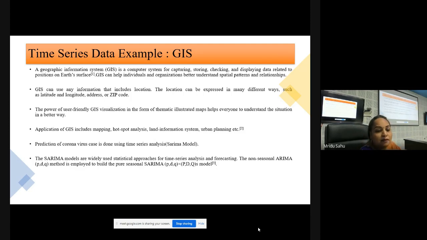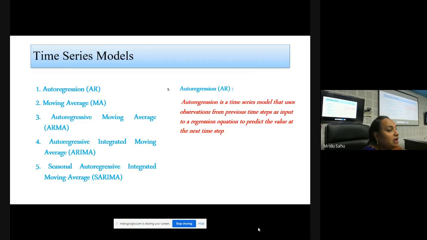Then the next one is the prediction of coronavirus cases. We have done this GIS analysis on the corona cases of India and Chhattisgarh. So the S-ARIMA model, yesterday I said something about this, the time series models. According to this time series model, we have autoregression, we have moving average, we have autoregressive moving average, autoregressive integrated moving average, seasonal autoregressive integrated moving average. So the last one we have deployed as per the GIS location of Chhattisgarh, all over India, for the COVID cases. Okay.